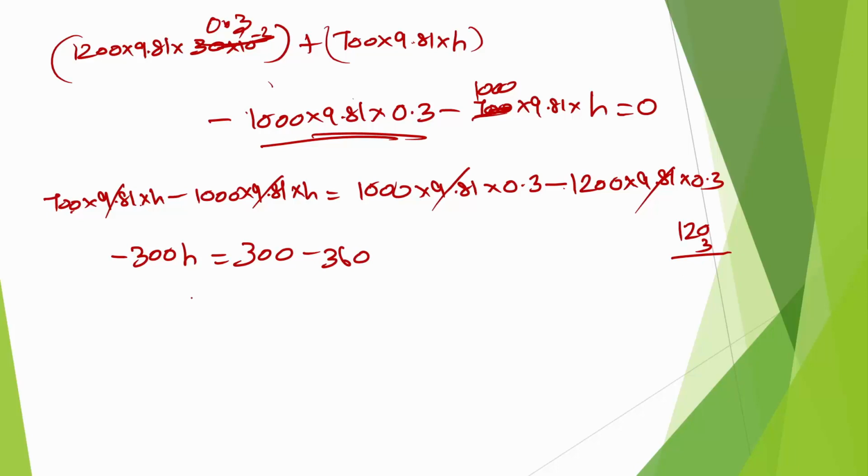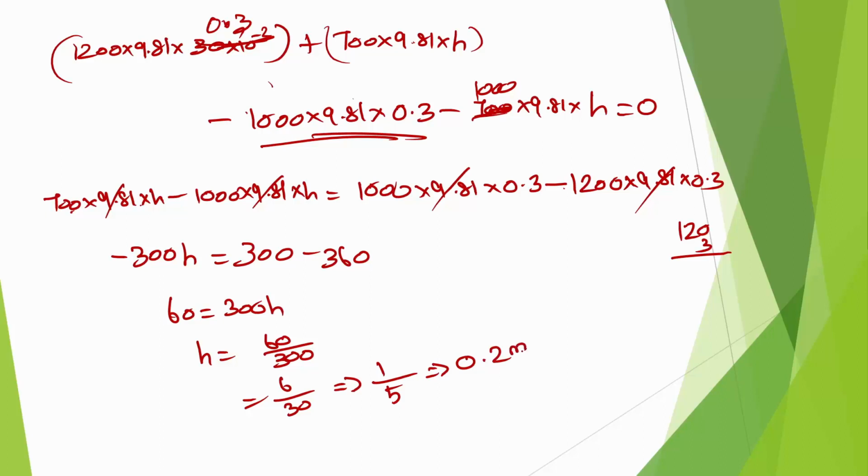So since both are negative, I can write it as 60 equal to 300H. So H is equal to 60 by 300, which is 6 by 30. I may end up with 1 by 5, which is technically 0.2 meter. So the value of H is 0.2 meter, or I can write it as 20 centimeter. So this is the answer.